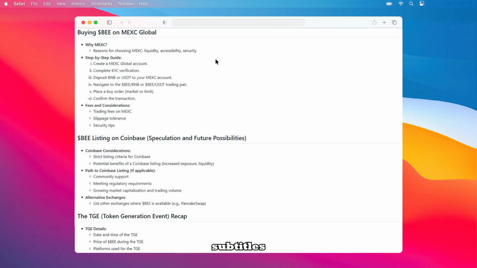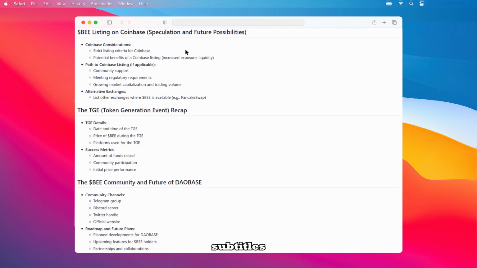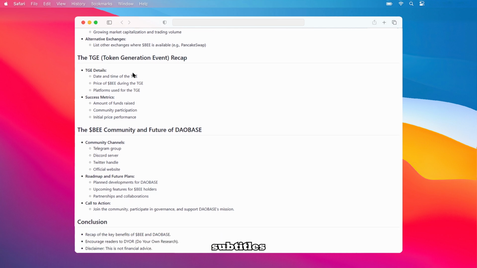A $BE listing on COINBASE is speculative. It's worth considering. COINBASE has strict listing criteria, but a listing could significantly boost exposure and liquidity. We'll touch upon the potential path to a COINBASE listing, including community support, meeting regulatory requirements, and achieving a substantial market cap and trading volume. In the meantime, we'll also provide a list of alternative exchanges where $BE is currently available, such as PancakeSwap.